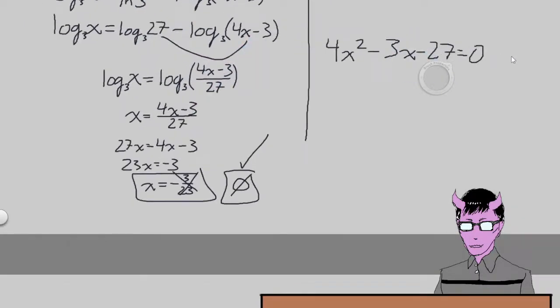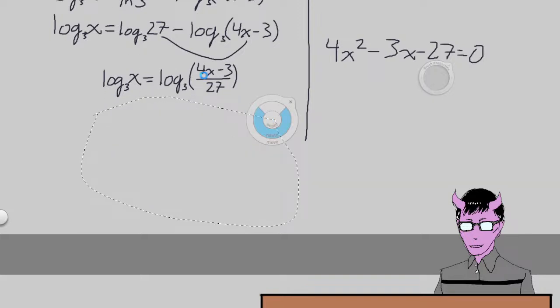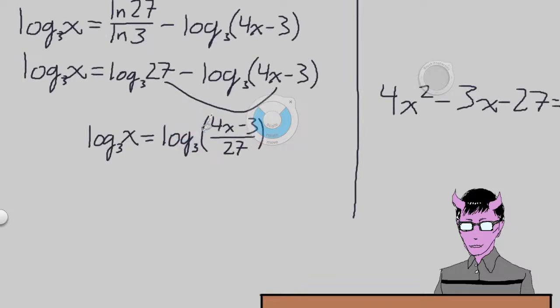Okay, so in summary, the work is correct if this one had been correct, but it's not. So this step is the wrong step. Let me fix it up. I just goofed it up. It's going to be left to right, so this one goes on the top. So 27 is the numerator, and then the denominator is 4x minus 3.